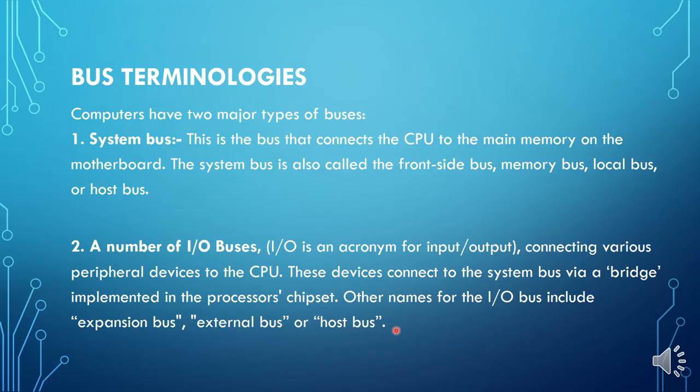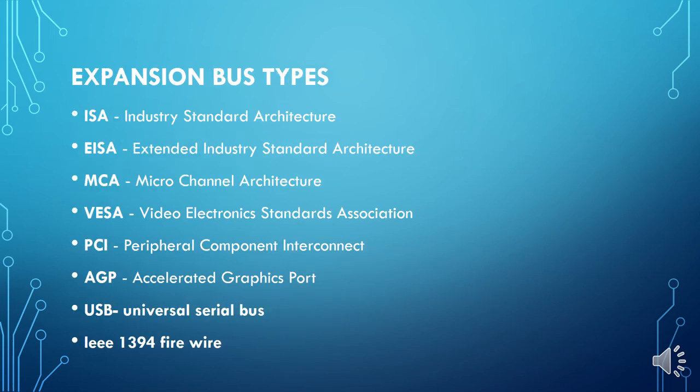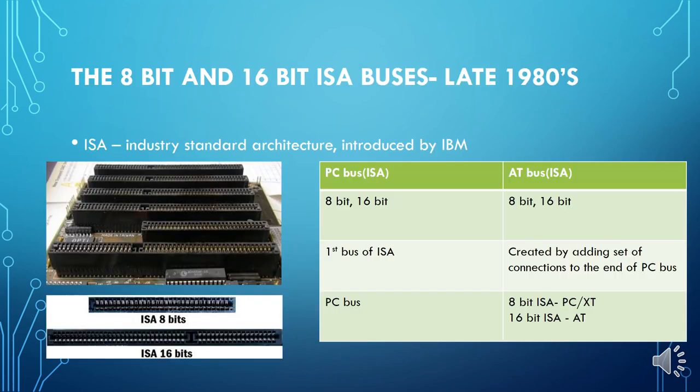So we are going to see what expansion buses are. Here are the types of expansion buses. You can see the types are ISA, EISA, MCA, VESA, PCI, AGP, USB and IEEE 1394 Firewire. Starting with ISA, its full form is Industry Standard Architecture.